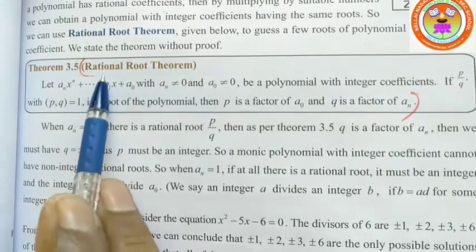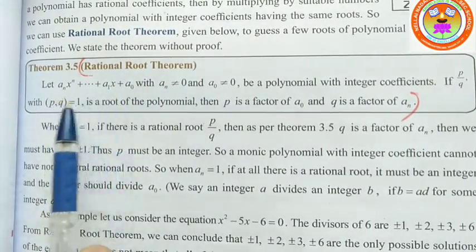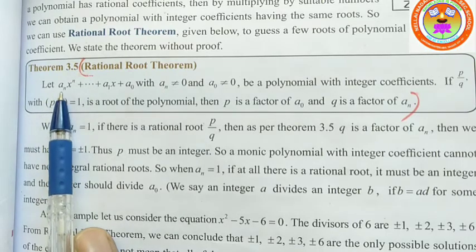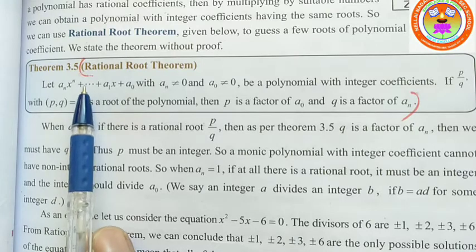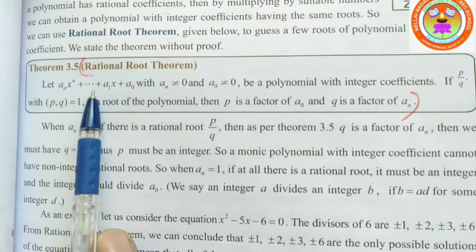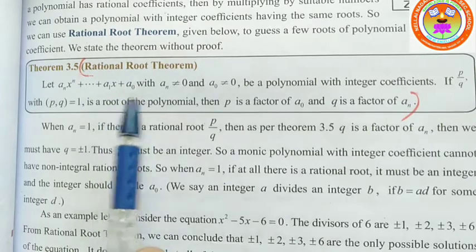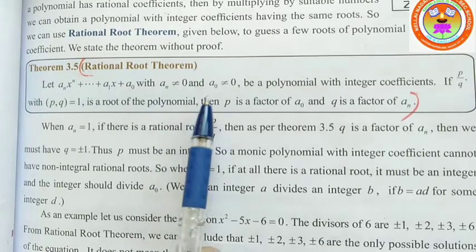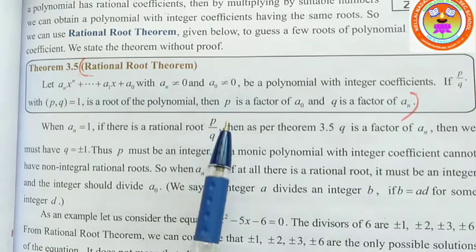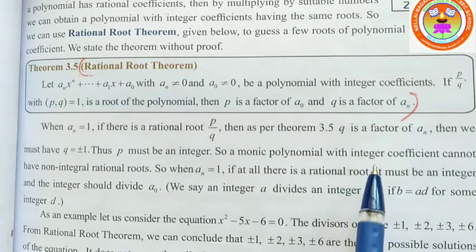See, rational root theorem: there is one polynomial given, an into x raised to n plus an minus 1 into x raised to n minus 1, plus etcetera, a1 into x plus a0, with the coefficient of x raised to n not equal to 0 and the constant term also not equal to 0. Let it be a polynomial with integer coefficients.